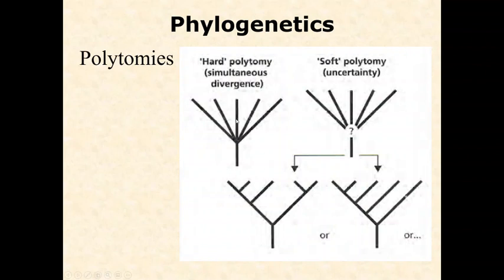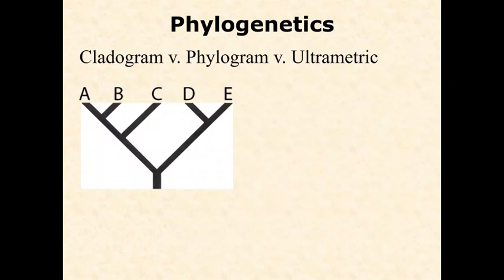A polytomy is any part of a phylogeny where more than two branches come from one node, and hard polytomies reflect the true history of the groups. Soft polytomies represent uncertainty, and we may need to add data to fully resolve it. There are also three types of diagrams. We'll really mostly only be working with 1 and 2, a cladogram and a phylogram. But I do also want you to know the definition of ultrametric. It becomes important for molecular clocks.